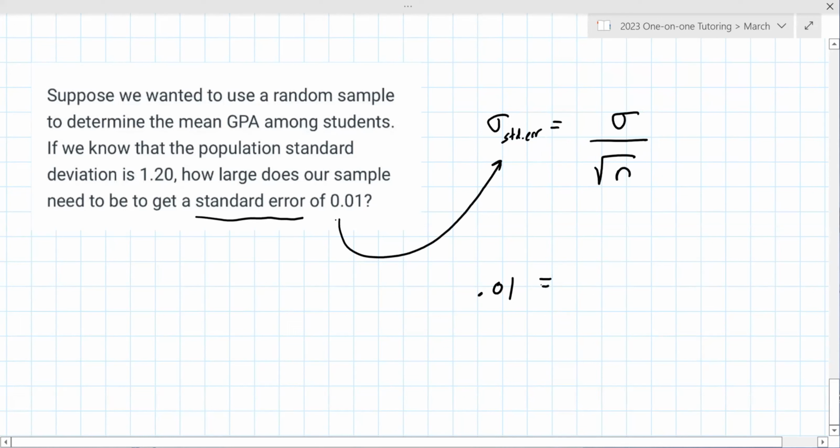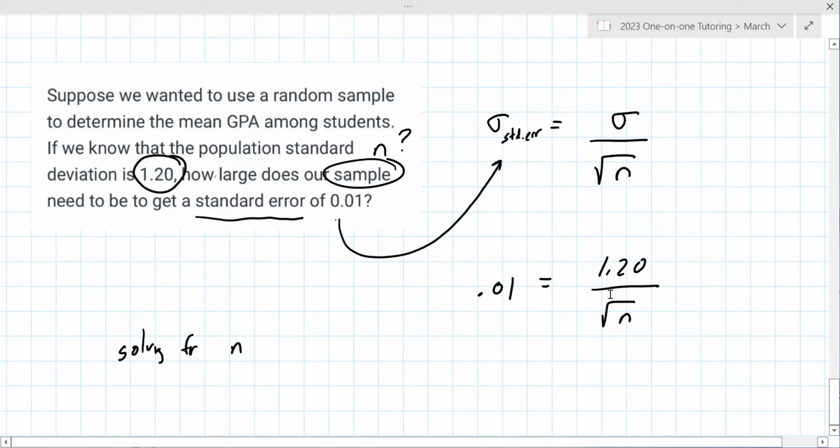And they're telling you the standard deviation is 1.20. But you don't know n. In fact, that's what it's asking. It's asking for n here. What is n? So you're solving for n.